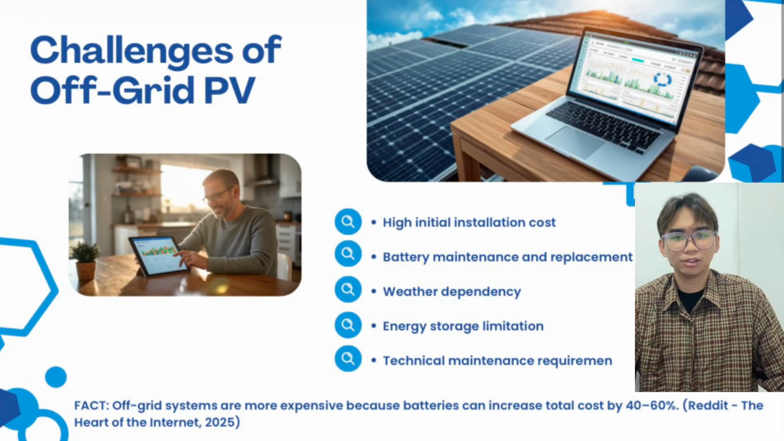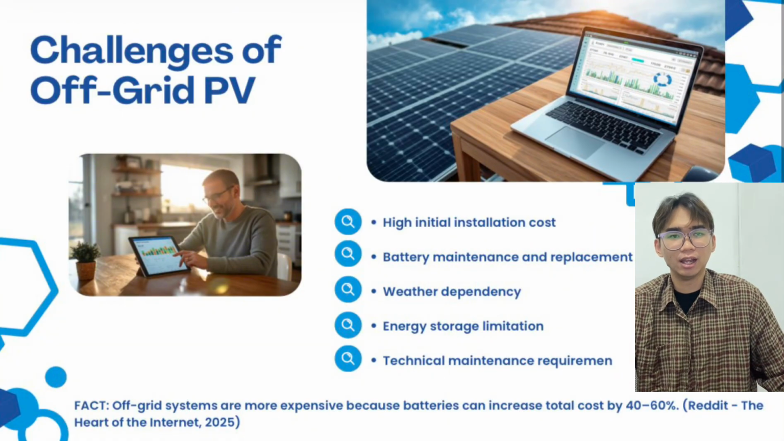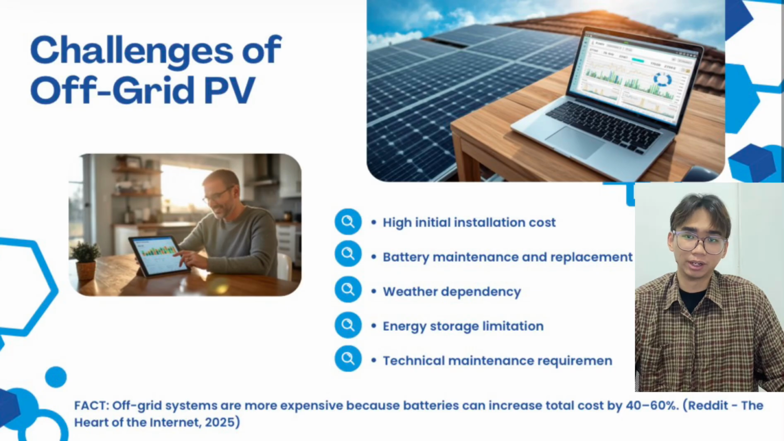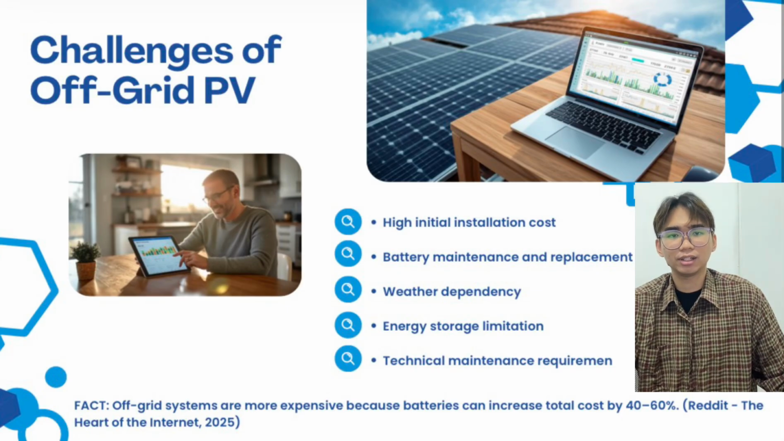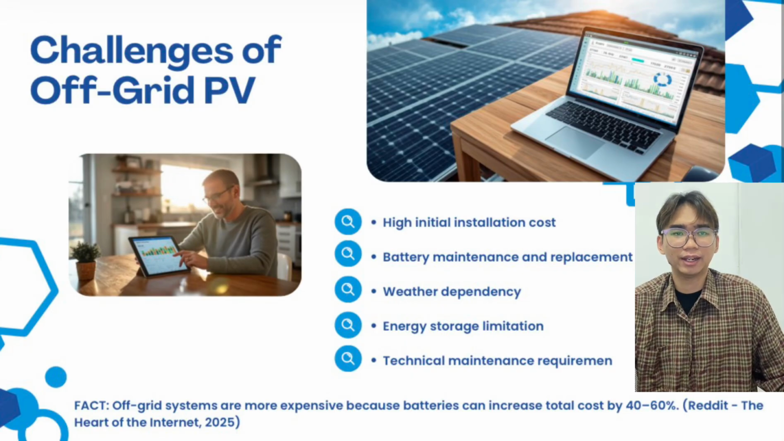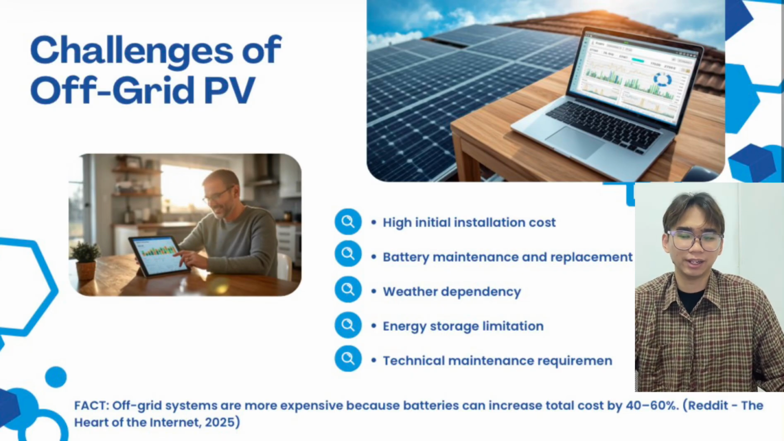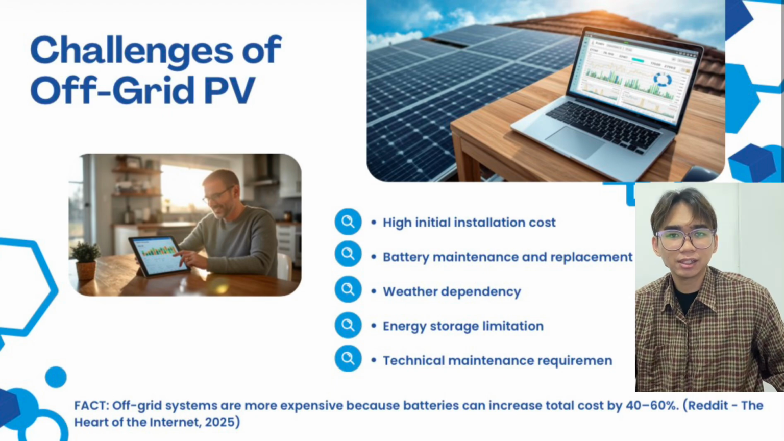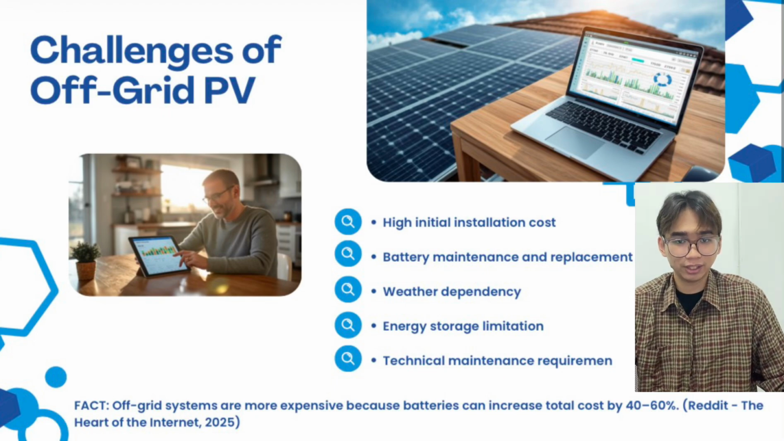Off-grid systems are also highly dependent on weather conditions. During cloudy or rainy days, solar energy generation becomes lower. In addition, energy storage limitation can affect the electricity supply, especially at night or during long periods without sunlight. Finally, technical maintenance is required to keep the system operating efficiently.